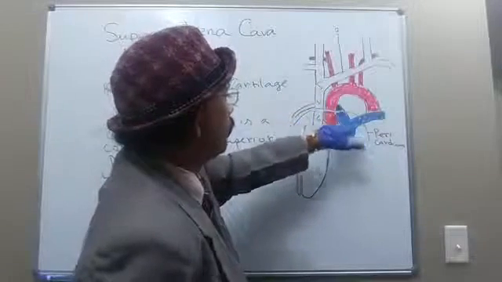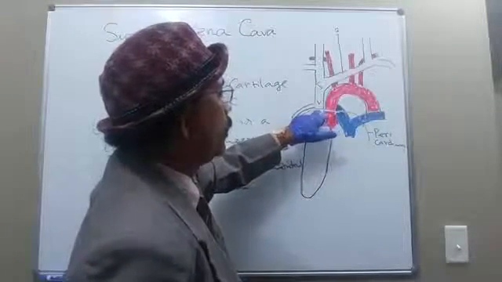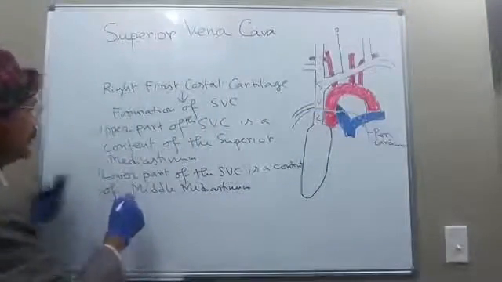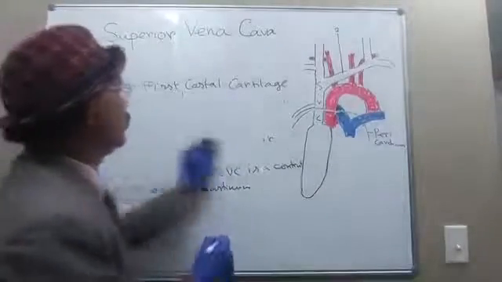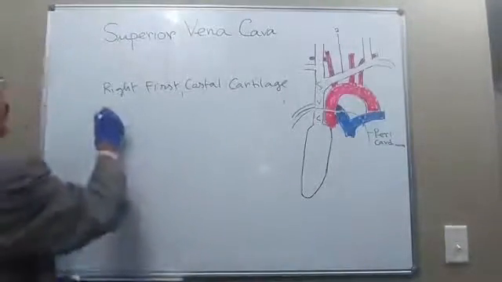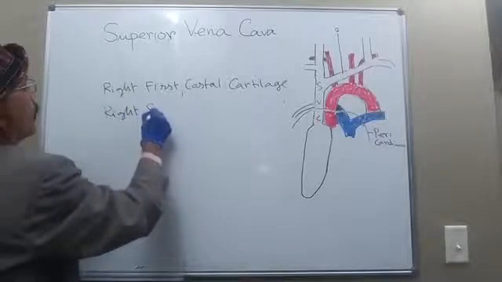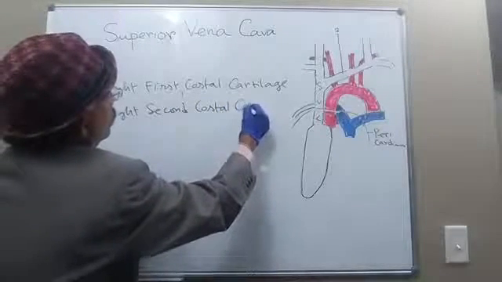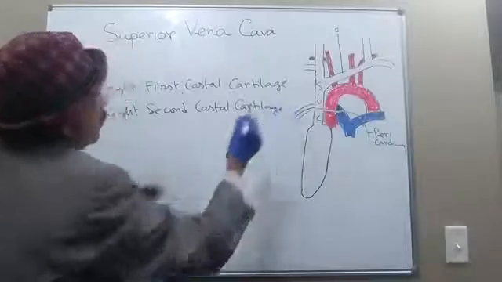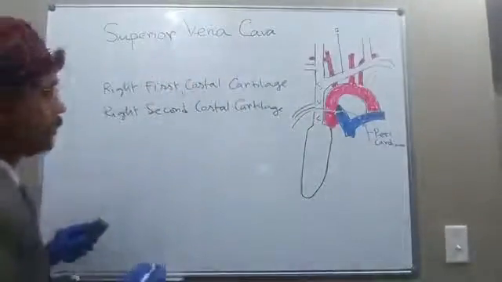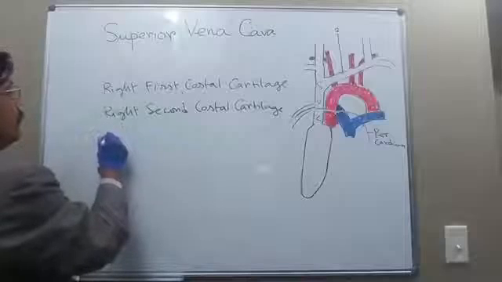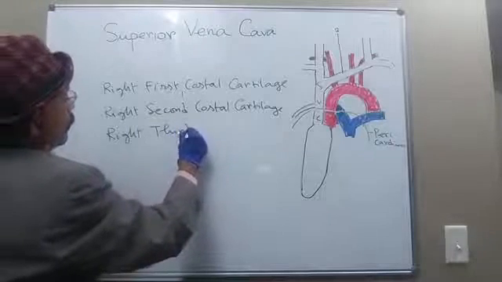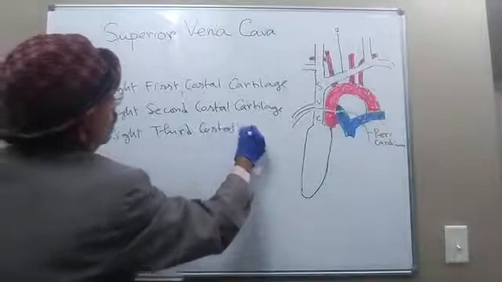The superior vena cava enters the pericardial cavity at the level of the right second costal cartilage. We have another landmark, the right third costal cartilage.